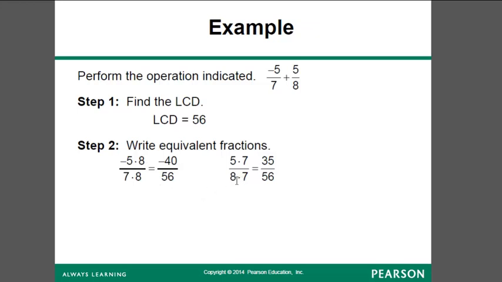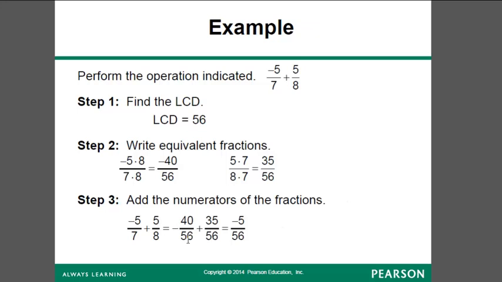Look at it over here. I have 8 times 7, which is 56. Whatever I did to the denominator, which was multiplied by 7, I have to do to the numerator. So 5 times 7 is 35. Now I can add the numerators of the two fractions because they have the same denominator. And so I'm going to get -40 over 56 plus 35 over 56 is going to give me a -5 over 56. I would reduce if possible. In this case, it's not possible, so -5 over 56 is my final answer.